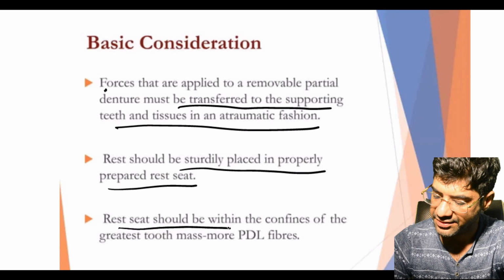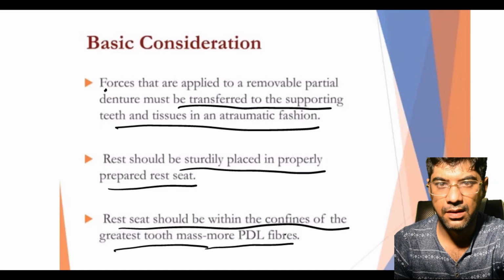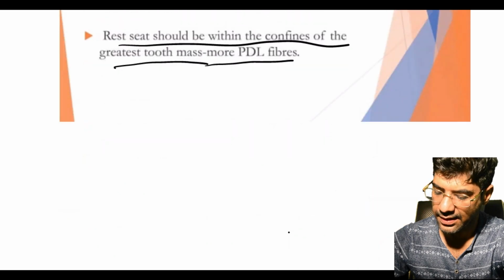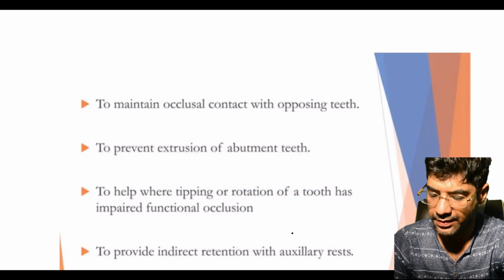The third is that the rest should be within the confines of greatest tooth mass, with more PDL fibers. The rest should be located within the areas of the tooth that have greater mass, particularly where there are more periodontal ligament fibers. So that ensures the tooth can handle forces applied through the rest more effectively. Avoid placing the rest on inclined or sloped surfaces of the tooth, as these are less stable and can lead to improper force distribution.